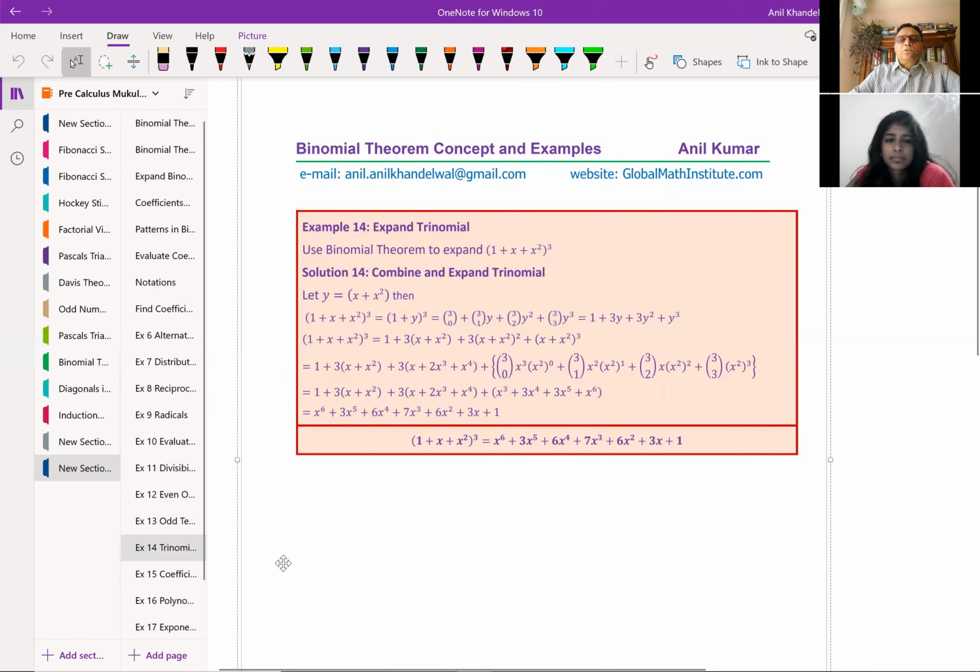Question number 14 seems to be very difficult. It is how to expand a trinomial.